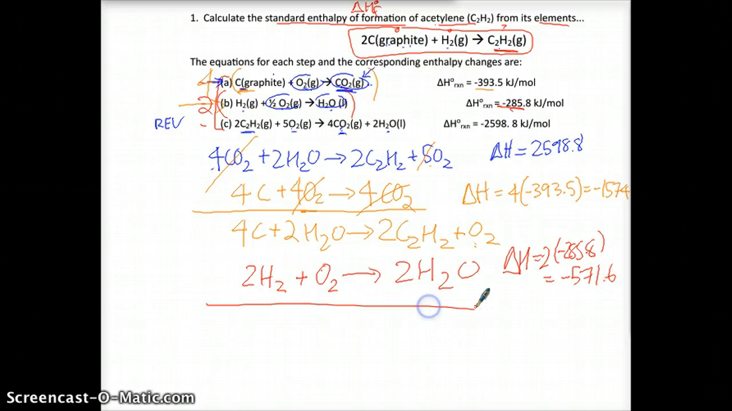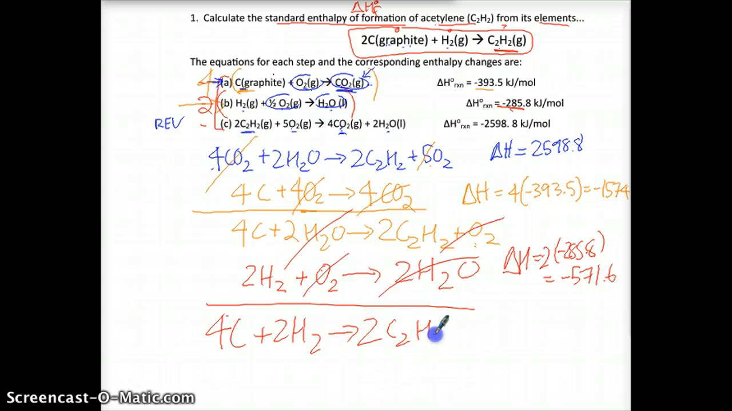Let's add these together now. I have this O2 and this O2 cancel, this H2O and this H2O cancel, so I'm left with 4C plus 2H2 produces 2C2H2. Aha, that looks pretty good. The only difference is the moles up here are 2, 1, and 1. So I'm going to divide this by 2. So all these will get simplified. This will become a 2, this will become a 1, this will become a 1.